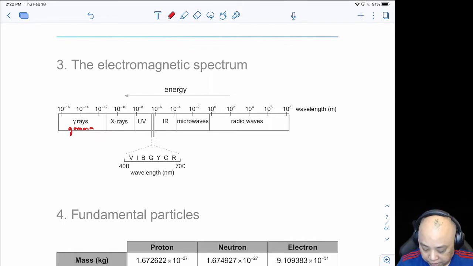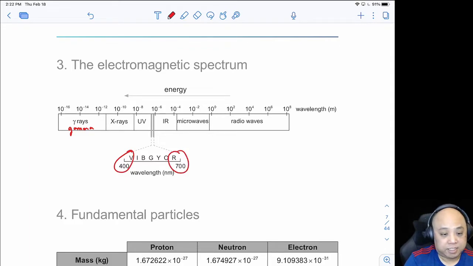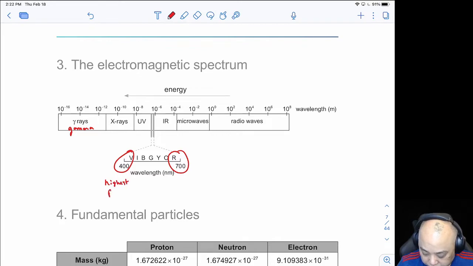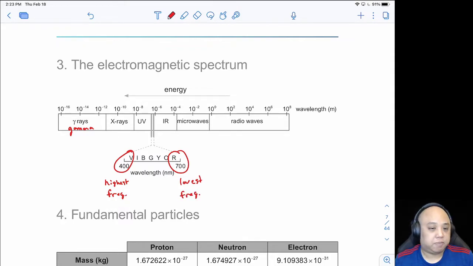Violet has the shortest wavelength, and red has the longest wavelength, because violet has the highest frequency and red has the lowest frequency. This might be a multiple choice question where the IB asks you to rank the following photons of radiation in energy order, things like that.